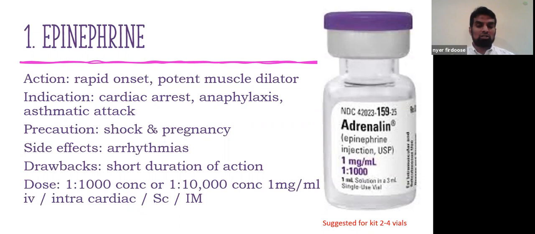And there are certain precautions which need to be taken. It should not be used in treatment of shock because it can decrease the venous return with increased ischemia. Therefore, there is a high risk to the patient for development of ischemic heart disease, and it can also precipitate ventricular fibrillation. It should also be used with caution in pregnancy, as it decreases the placental blood flow and may induce premature labor.